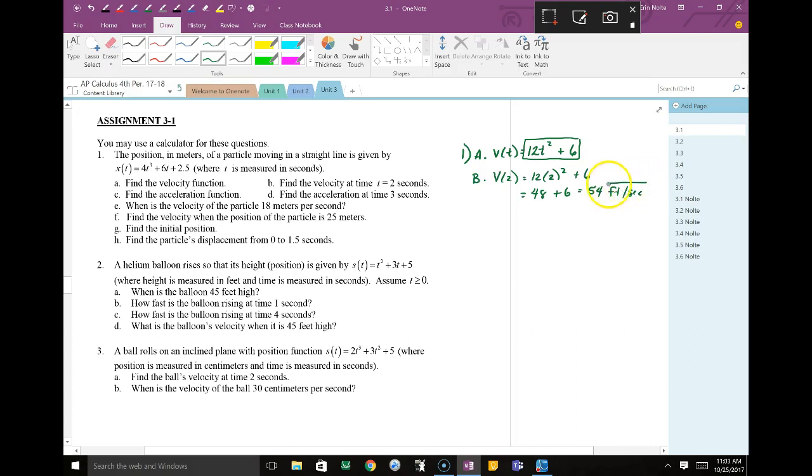I will tell you on this section, labeling can make or break you on your tests. So label everything. Meters? Good call. I would have lost like 5 points right there. Labeling is everything.